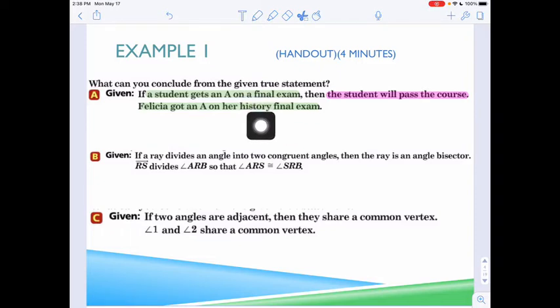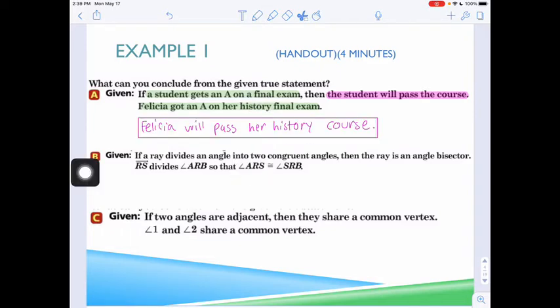This does indeed match. Therefore, we can make a valid conclusion. Our conclusion will be that Felicia will pass her history course, because if she gets an A, she will pass the course, and she did get an A, so she will pass the course.